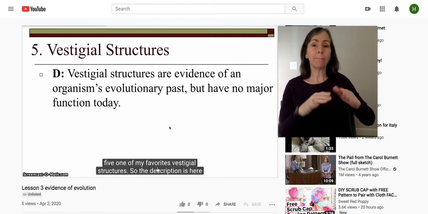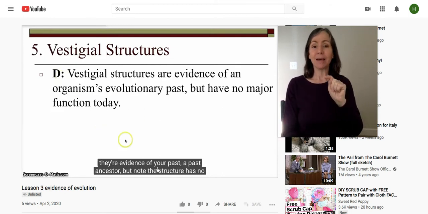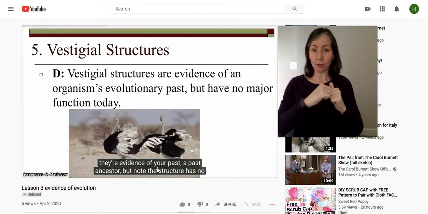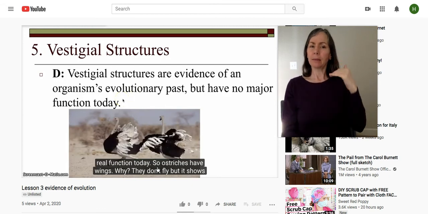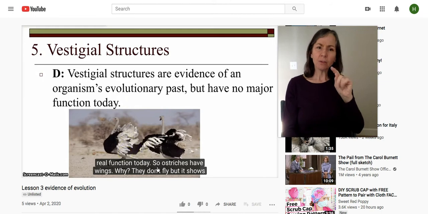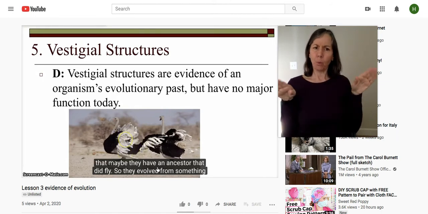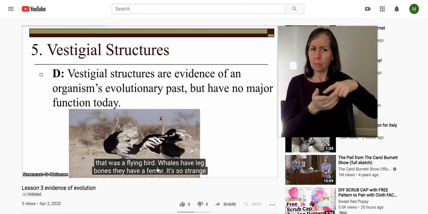Number 5, one of my favorites, vestigial structures. So the description is here. They're evidence of your past ancestor, but the structure has no real function today. So ostriches have wings. Why? They don't fly, but it shows that maybe they have an ancestor that did fly. So they evolved from something that was a flying bird.